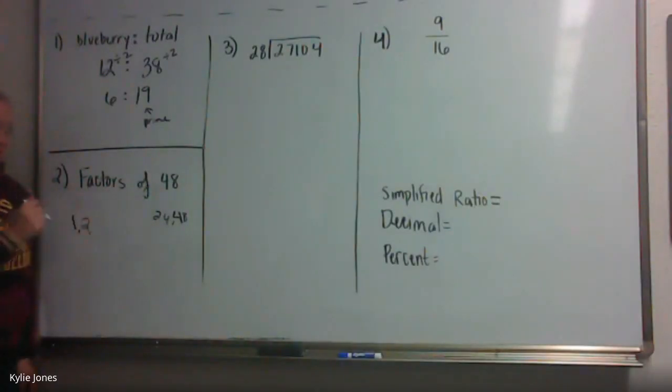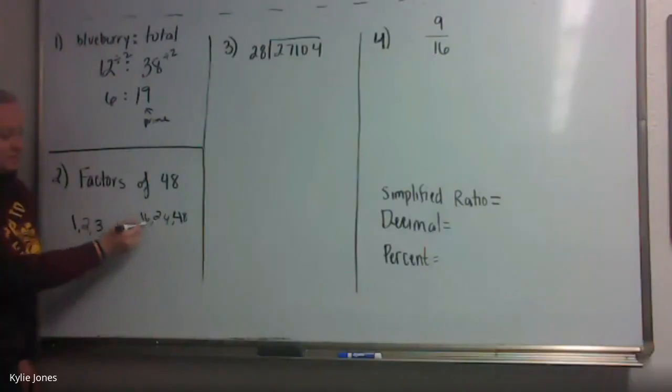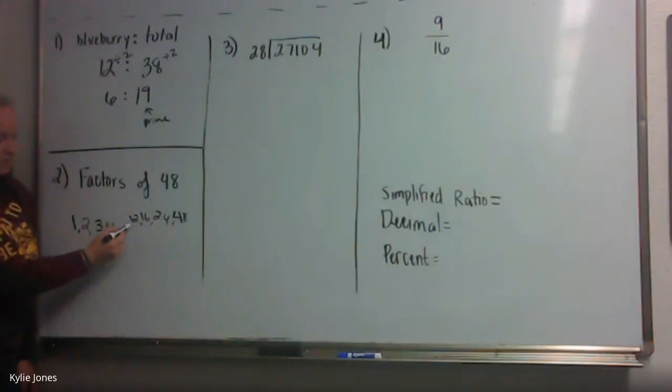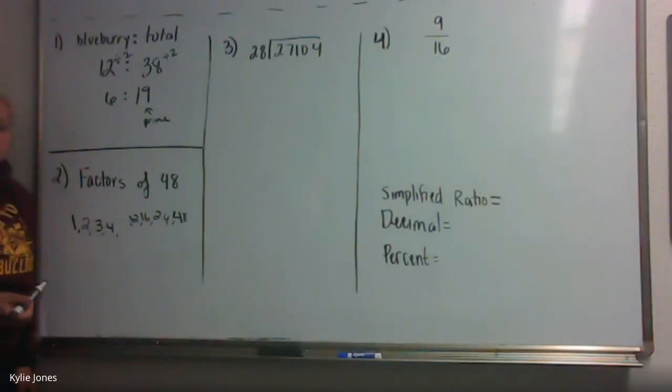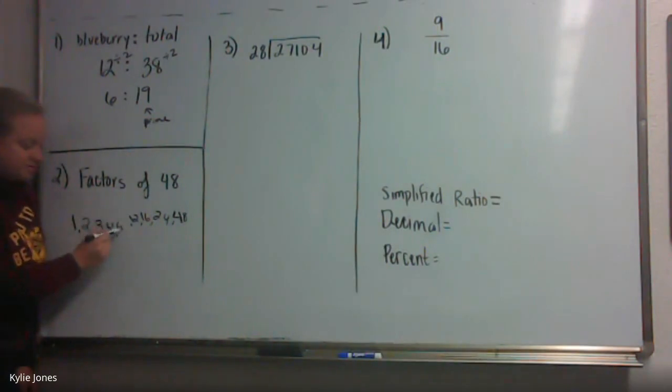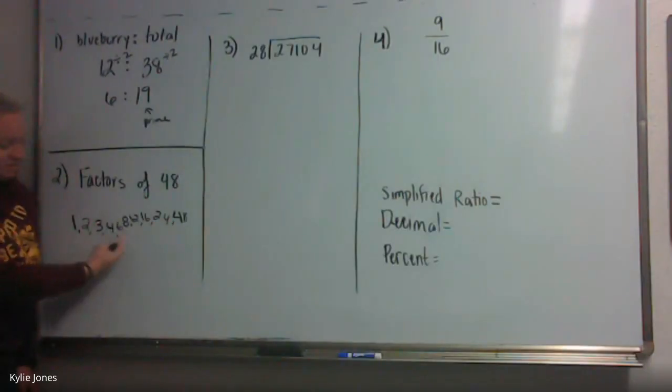What about 3? Does 3 go into 48? Yeah. It does. How many times? 16. Yep, 16 times. 3 times 16. We know 4 goes in. How many times does 4 go in? 12. Good. 5 does not. 6 does. How many times does 6 go in? 8. 8 times. And then we have the number 7 in between, but 7 doesn't go into 48. And then you start repeating numbers on the other side, so you don't need to do anymore.